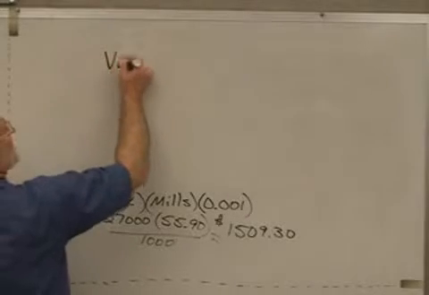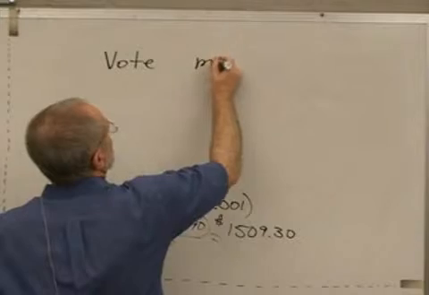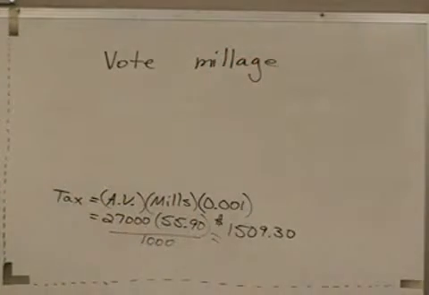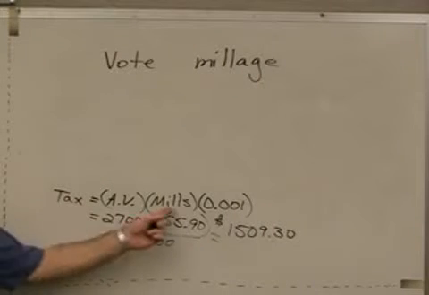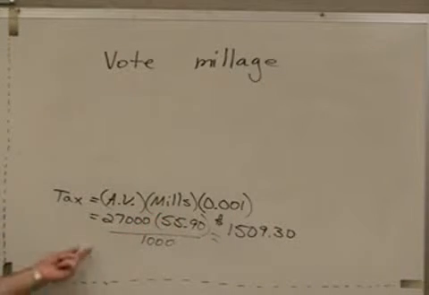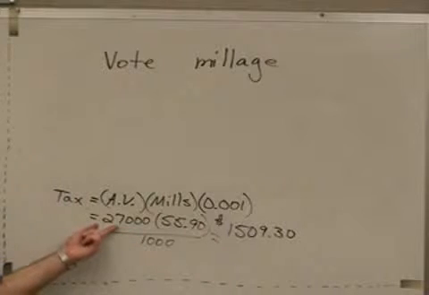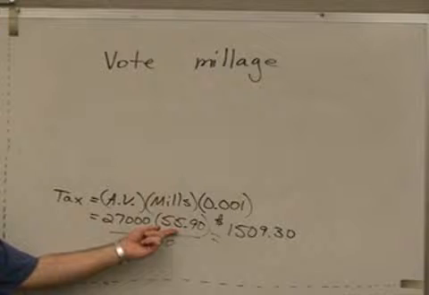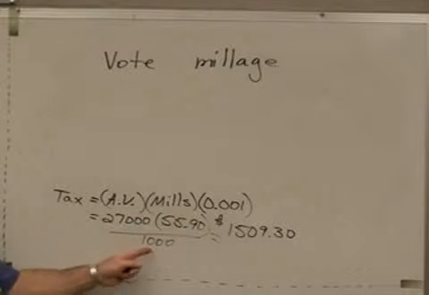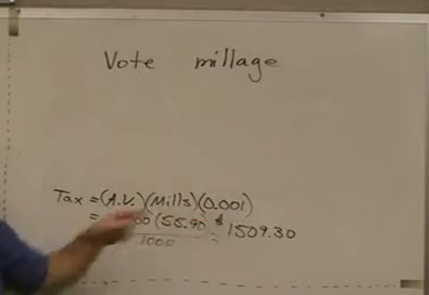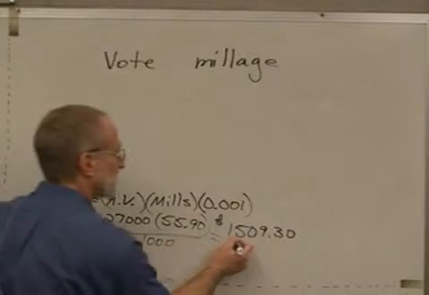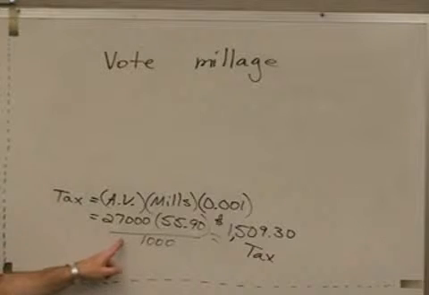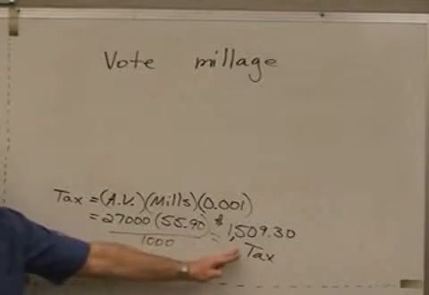Let's say we're being asked to vote on a millage increase. We said that the tax rate is normally expressed in mills, and we had a previous problem where someone's assessed value was $27,000. They had a tax rate of 55.90 mills, and we divide that by 1,000 or multiply it by 0.001, and this is their property tax for the year. Let's say this was our home. We own this. We're paying this much tax.